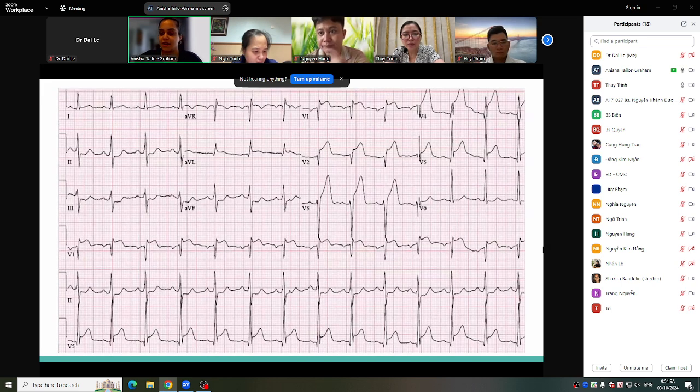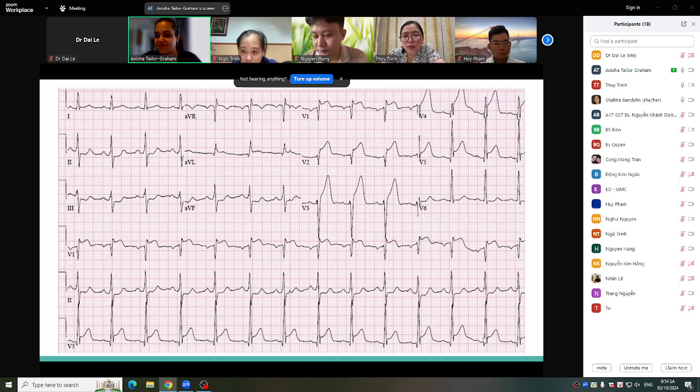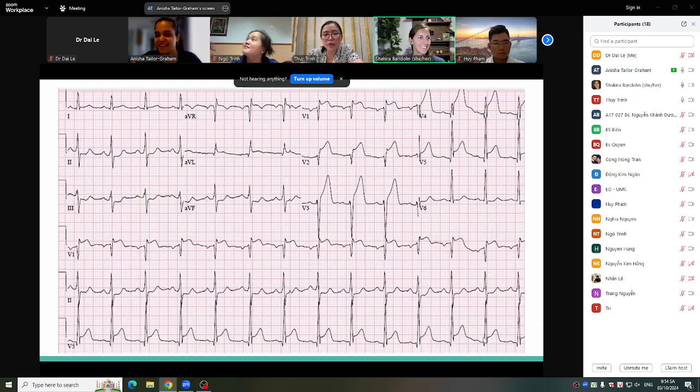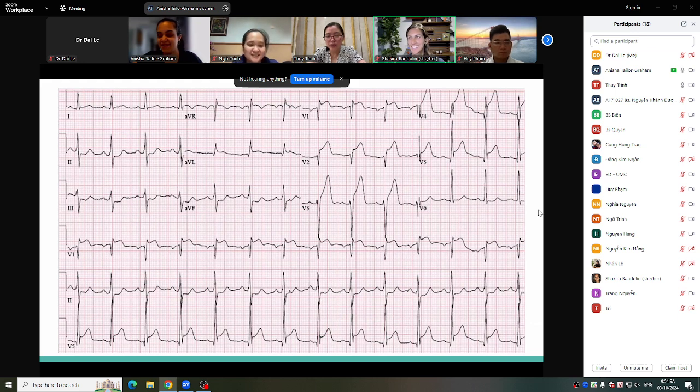So this is our EKG that we got for the patient. So can anyone tell me what they're seeing here? That's not a trick question. Looks bad in this case. Did anyone else have the diagnosis? Kong, any thoughts?